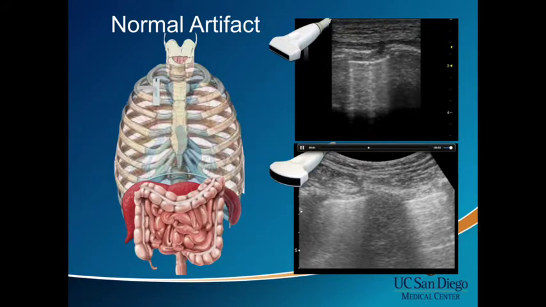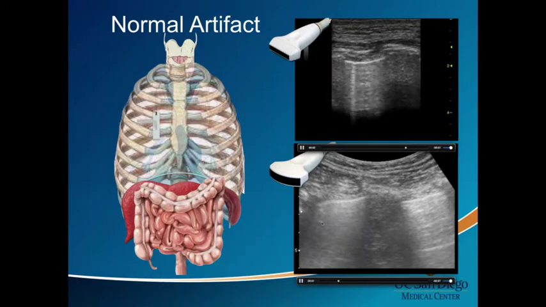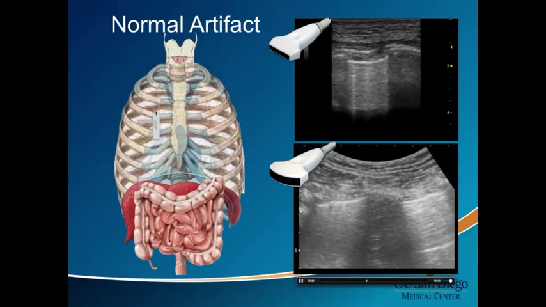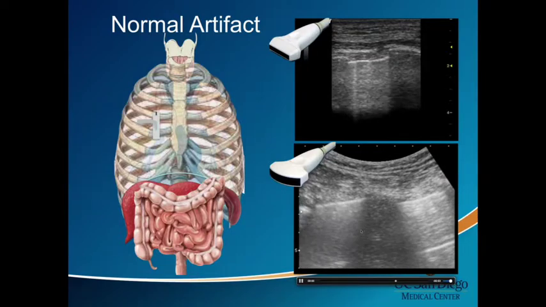And you see these things here, those are ring down artifacts. I won't go into detail why you get them here. That's normal. You really see that frequently with linear probes. As you switch over to the abdominal probe, things look a little bit different, but they're very similar.